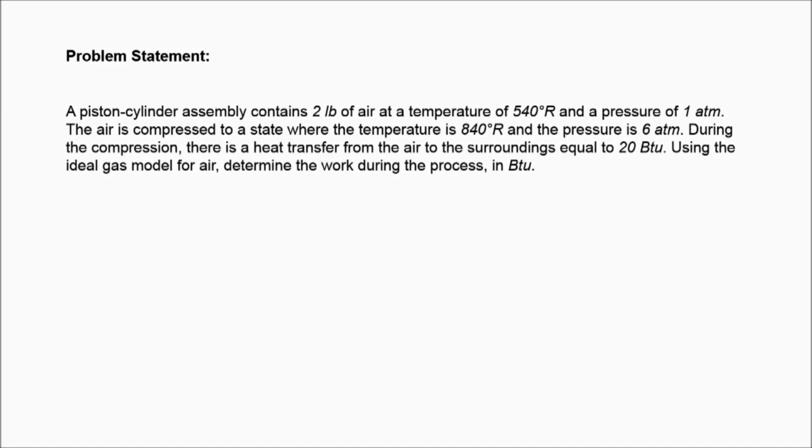Let's look at the problem statement as given to us. A piston cylinder assembly contains 2 pounds of air at a temperature of 540 degrees Rankine and a pressure of 1 atmosphere. The air is compressed to a state where the temperature is 840 degrees Rankine and the pressure is 6 atmospheres. During the compression, there is a heat transfer from the air to the surroundings equal to 20 BTU. Using the ideal gas model for air, determine the work during the process in BTU.